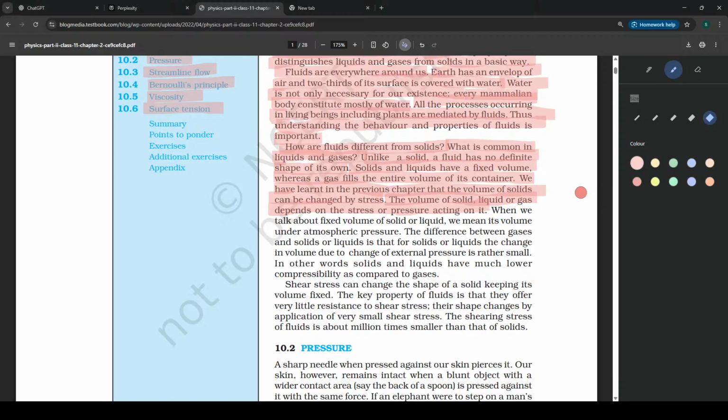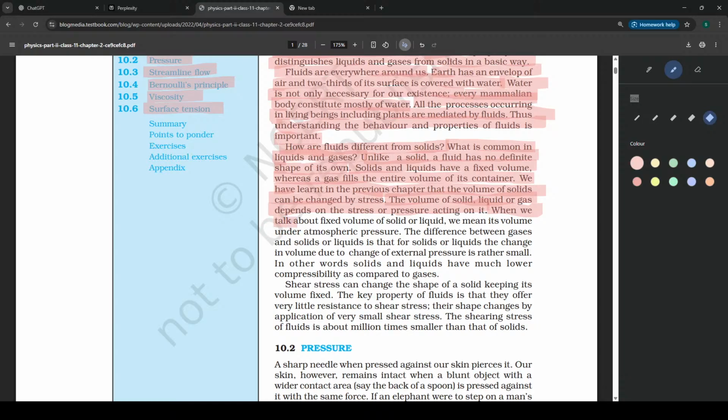We saw that gas doesn't have a fixed volume, while liquid and solid do, but even a solid, when under some stress like hydraulic stress, will change in volume. Because of that, we can understand that the volume of a solid, liquid, or gas depends not only on the state of matter but also on the stress or pressure acting on it.